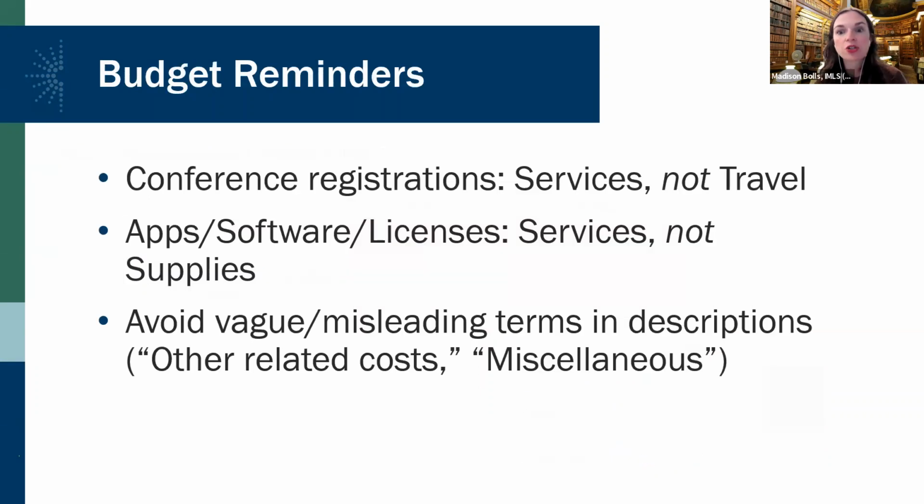So some budget reminders. We're not going to touch too extensively on the budget section here, but we want to provide a few tips. Conference registrations go in the services category, not travel. Purchases of applications, software, and licensing also go under services, not supplies. And in general, please avoid using vague or misleading language. Things like other related costs or miscellaneous do not work in the reporting here. So please be specific in those budget categories when you're describing what you paid for.